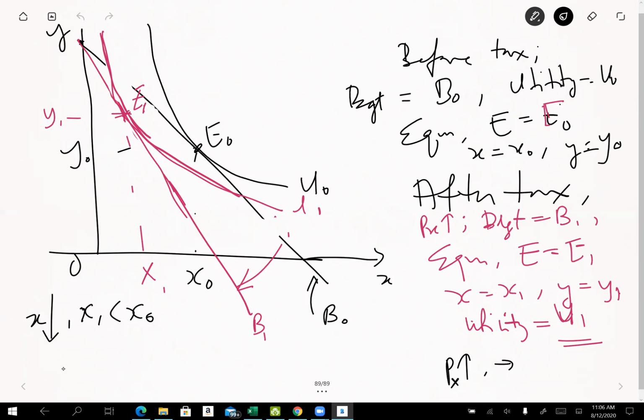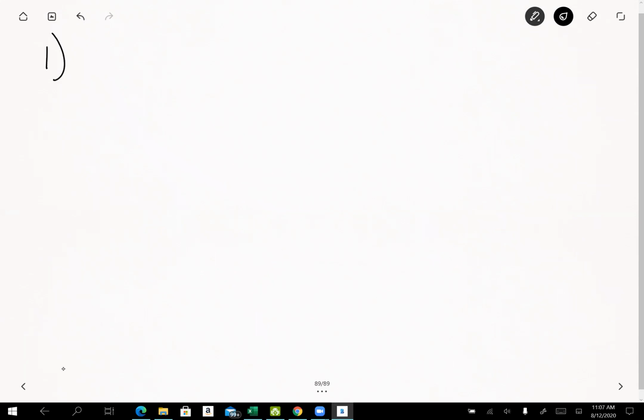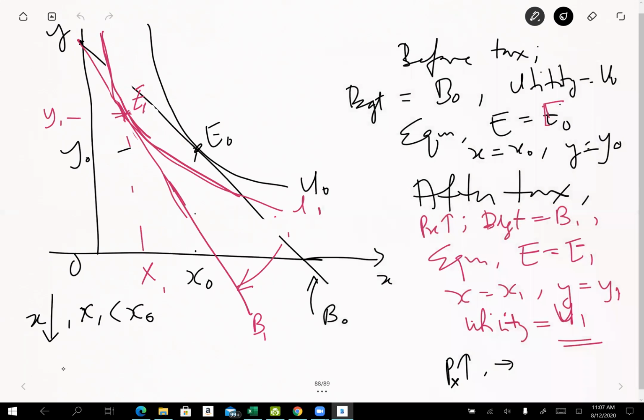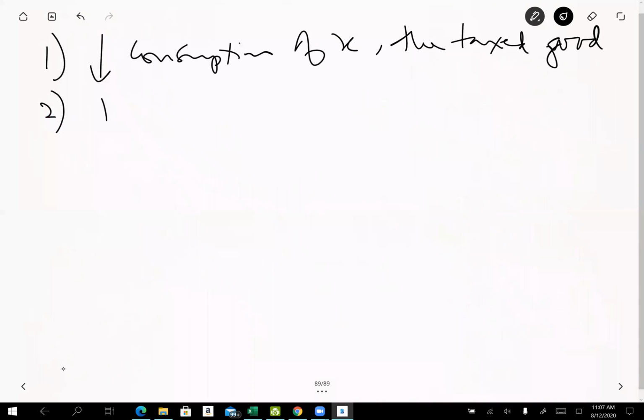So number one, we reduce consumption of X. That is the taxed good. Okay, the taxed good. Number two, what about Y? You can see here, Y increases because Y1 is bigger than Y0. All right, so you can see here, increased consumption of Y, the good that is not taxed.